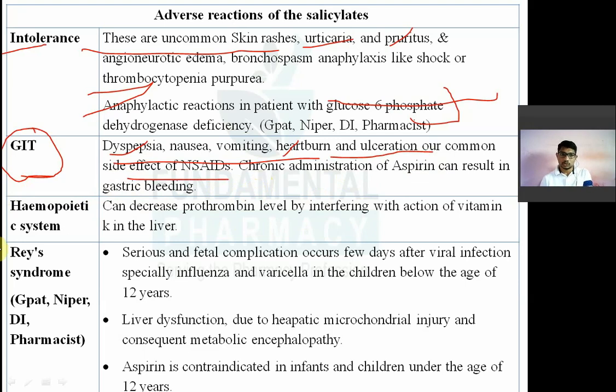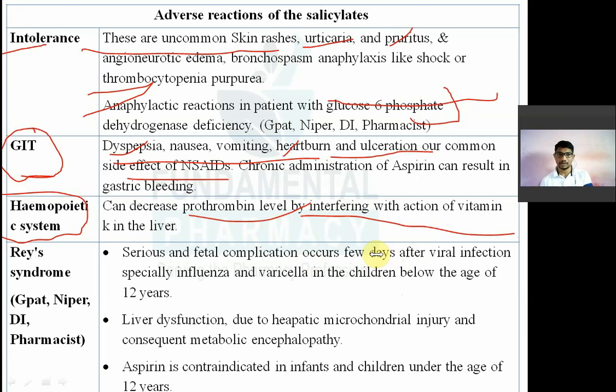So next is what is the adverse effect of aspirin and salicylate on the hematopoietic system, blood formation system होता है, उसके ऊपर क्या action है? So it can decrease the prothrombin level. Prothrombin level is decreased by salicylate by interfering with the actions of vitamin K in the liver. You know that, we have seen already, vitamin K is important for the synthesis of blood clotting factors like prothrombin and others. There are 4 different types of clotting factors which are dependent on vitamin K. These are synthesized in the liver, but acetylsalicylic acid can decrease the prothrombin level of your body by interfering with the action of vitamin K in the liver.